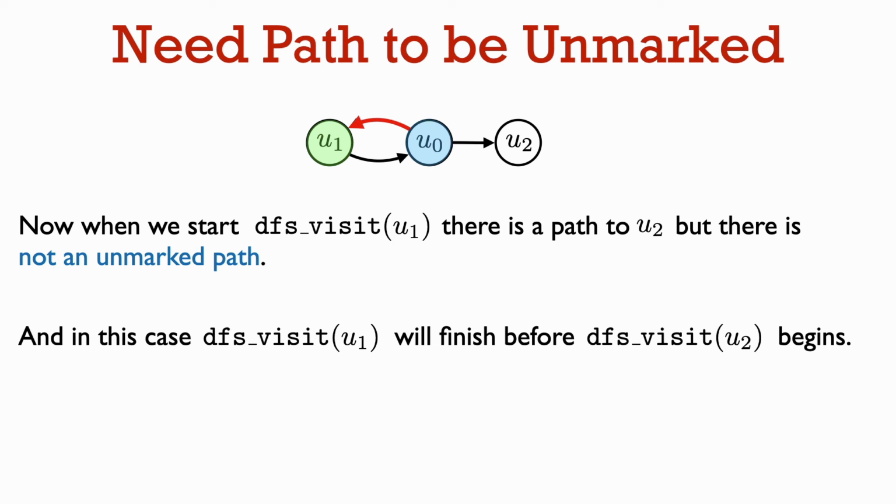And you see that in this case, DFS visit of U1 will just finish straight away because its only out adjacent neighbor, U0, is already marked. So the conclusion of the unmarked path property is actually not true in this case. Here, DFS visit of U1 will finish before DFS visit of U2 begins. So it's really critical that we have this property that the path is unmarked.